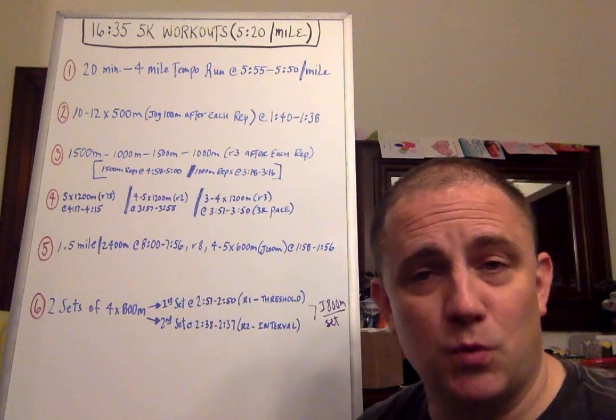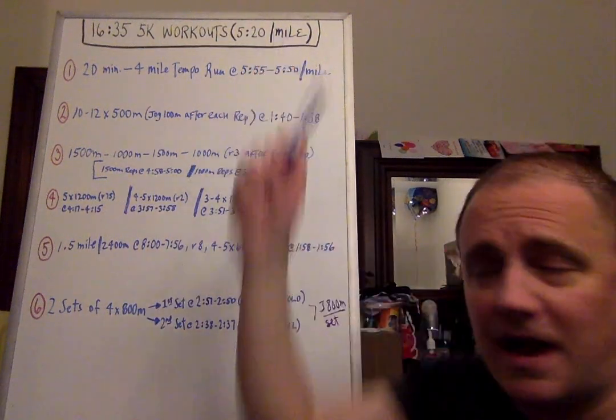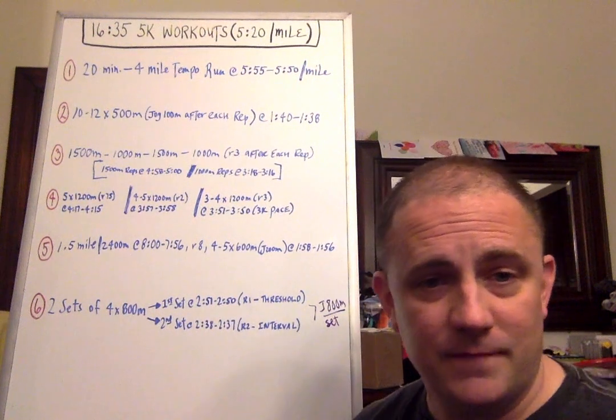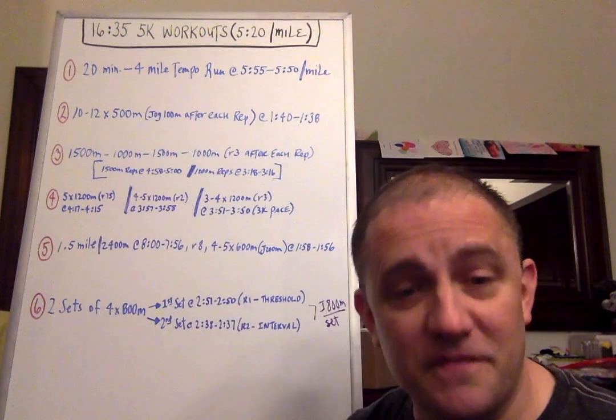So these are 6 workouts, again, with the emphasis of running a 5:20 per mile for 5K. All right, which is equivalent to 16:35.